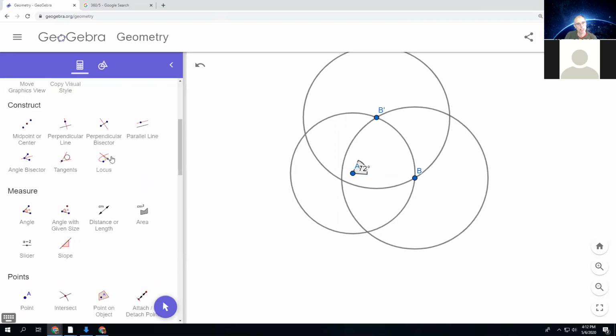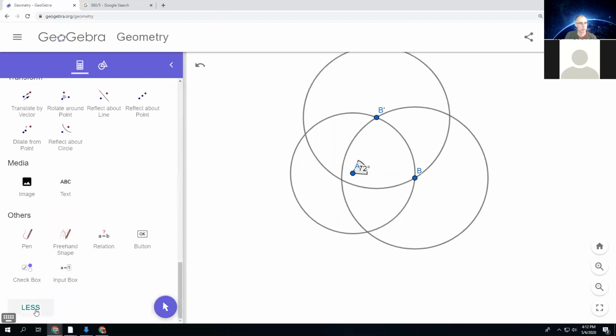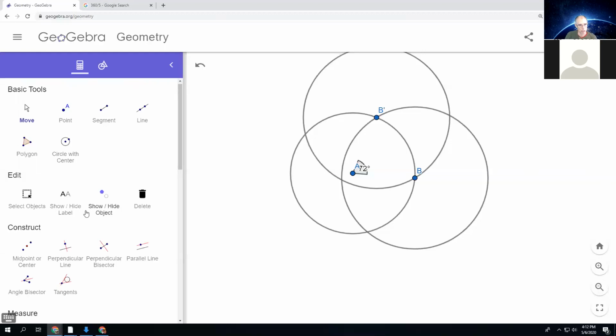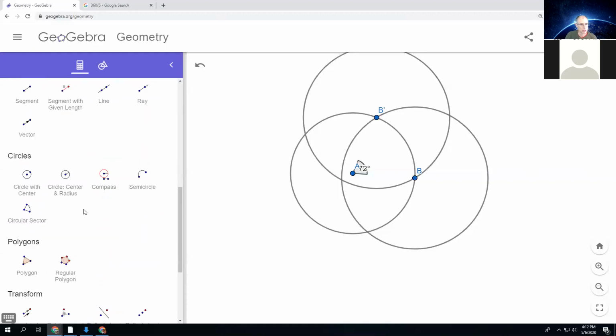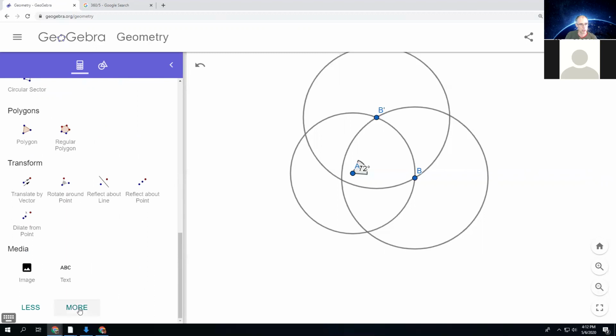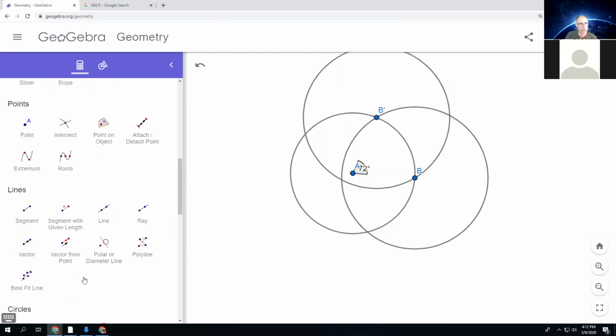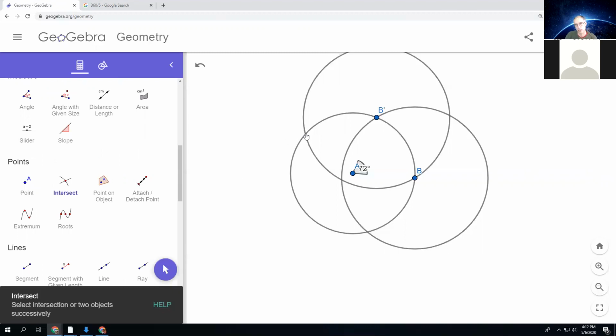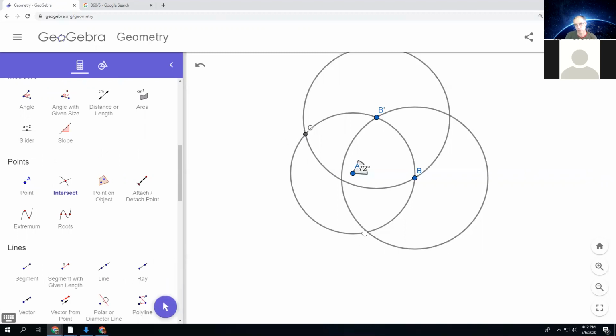And again, when you first get to this, you're shown very few things, right? Only those there. So I have to click more. And I don't see the intersect tool yet. So I have to hit more again, and then it's back up here, intersect. And all you do is point to the intersection, and it tells you what point that is. And then I do the same thing here. And then I just want to repeat that process till I have points all the way around that are equidistant.